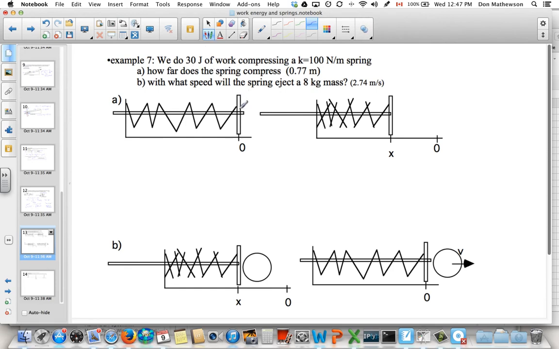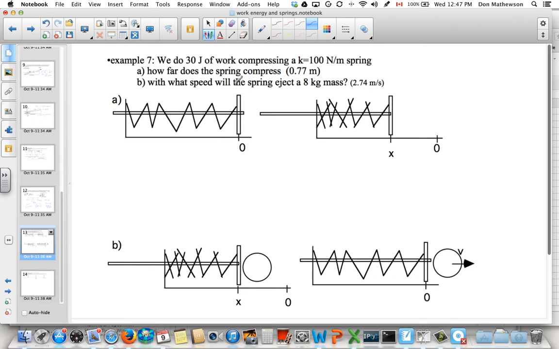So this is like a pinball machine. A certain amount of, you pull on it and do a certain amount of work, compressing the spring. Then you put the ball in there and you let it go and release it. You want to know, if you do 30 joules of work in process A, how far does the spring compress? And then if you put the pinball in there, at what speed is the pinball ejected? So pause the video and give that a try.